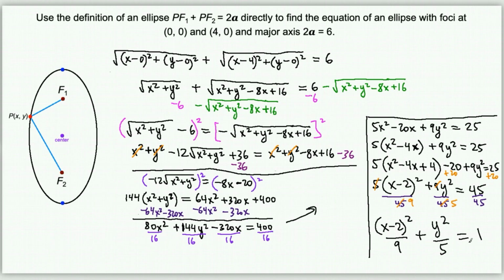So you've successfully derived the equation of the ellipse. As you can see, this was a long process by using algebra, but you actually use the definition of an ellipse directly to find and derive its equation based on your knowledge of what it means. So I hope this was useful.